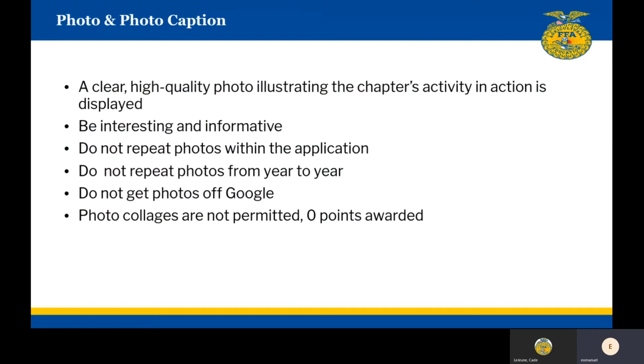Also, when you take the pictures, you want to take them landscape so that it's longer horizontally, and so it really fits the whole box. It formats kind of weird. And they don't really want you cropping pictures or, like it says at the bottom, doing any kind of photo collage. Like, you won't get points for that. Be interesting and informative, really tell a story.